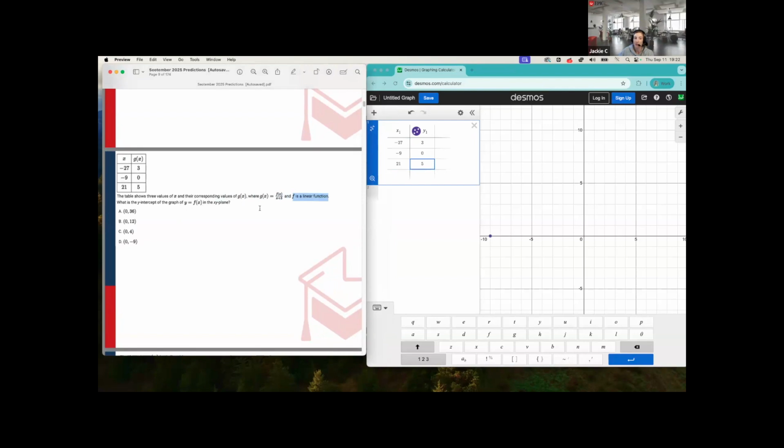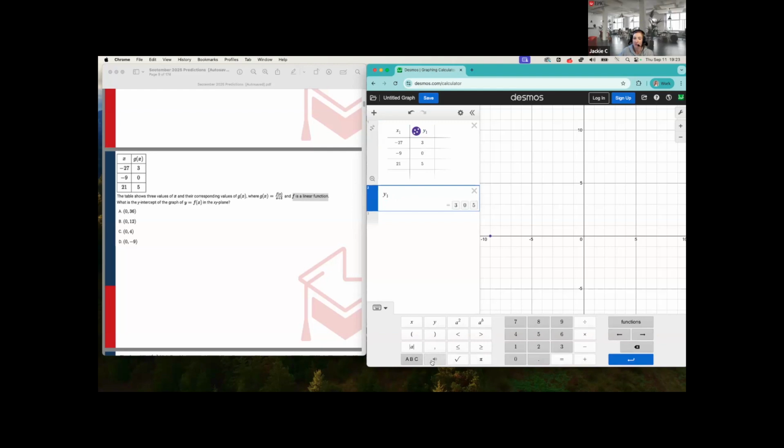What is the y-intercept of the graph? Okay, so what I can do is pull what the equation will be by doing a regression. Just like we did in the previous problem, I take y1. It's going to be taking this information from the table.